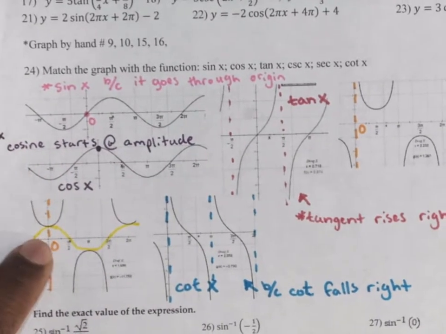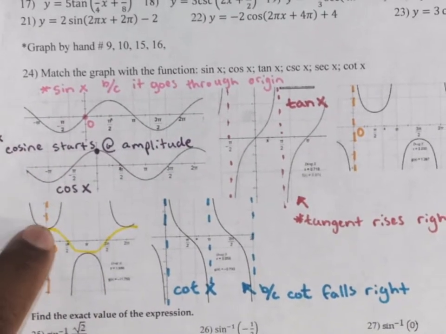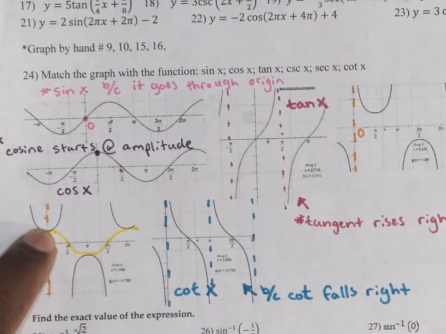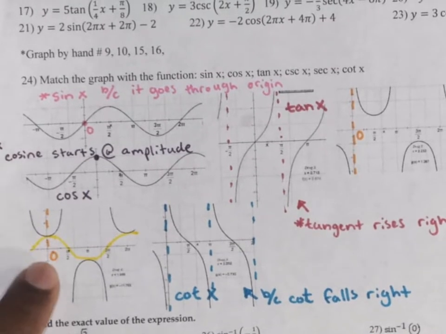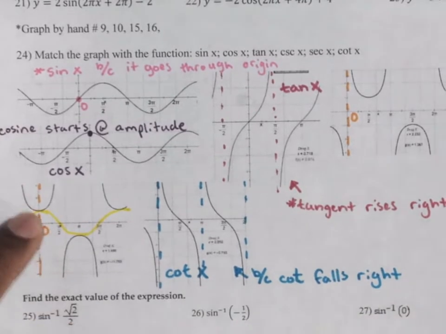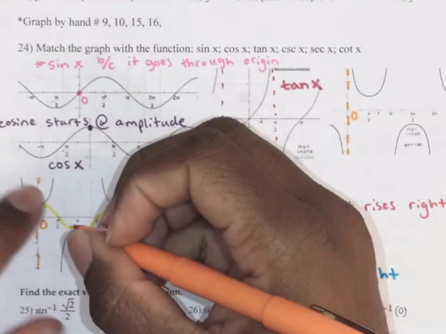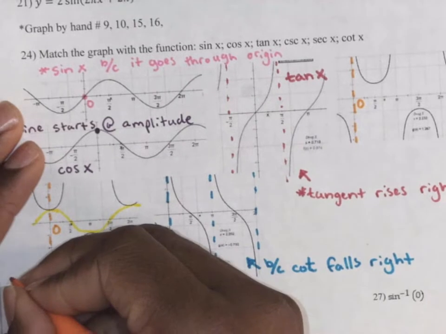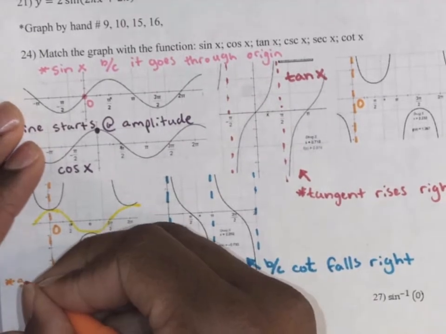Alright, and if you notice, it doesn't go through the origin. It goes through the y-axis, the y-intercept. It has a y-intercept, but it doesn't go through the origin. So the yellow graph here would be cosine. That would let me know it's cosine's reciprocal, which is secant.